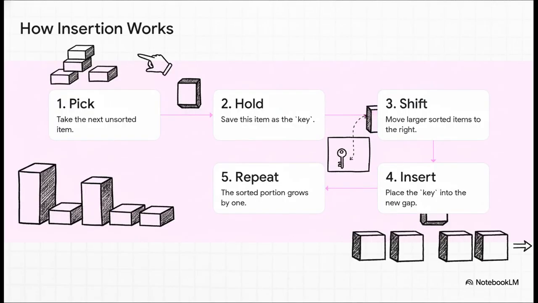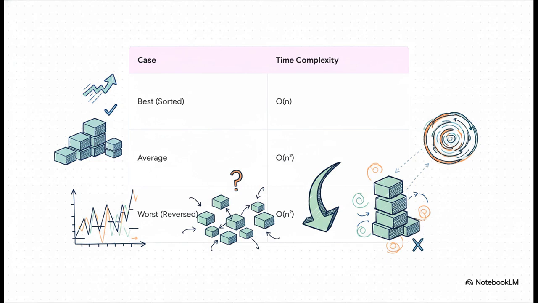And here's how that shifting part actually works. You pick an item from the unsorted side and hold on to it. Then you look back through the part that's already sorted. If the sorted items are bigger than the one you're holding, you just shift them one spot to the right to open up a space. As soon as you find the right spot, or you hit the very beginning, you just drop your item into that new gap.